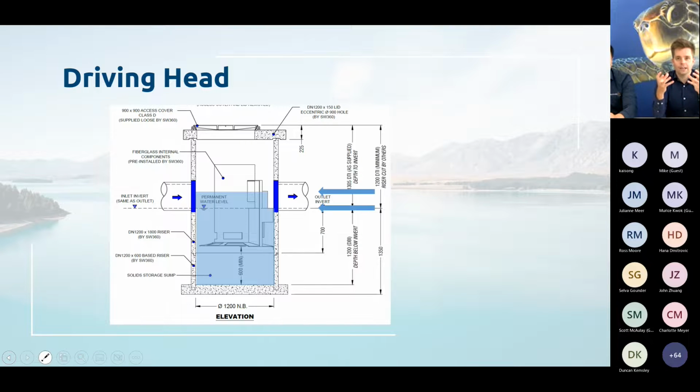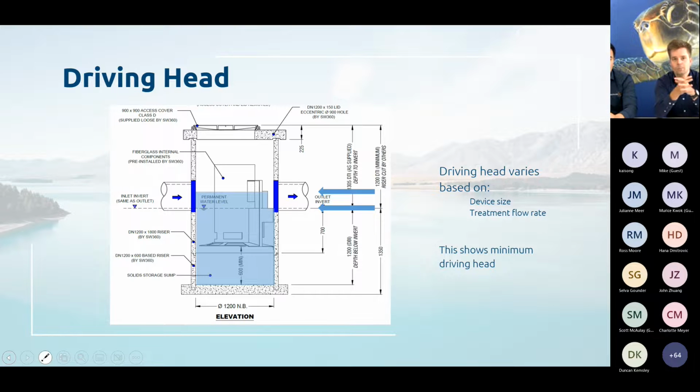So the driving head is essentially shown here. And with the cascade, because there are a range of different sizes, it is essentially a similar process to head losses across a weir. The driving head for the cascade varies on both the device size and the treatment flow rate. So that's something where suppliers should be able to give you the driving heads for different flow rates across something like a GPT.